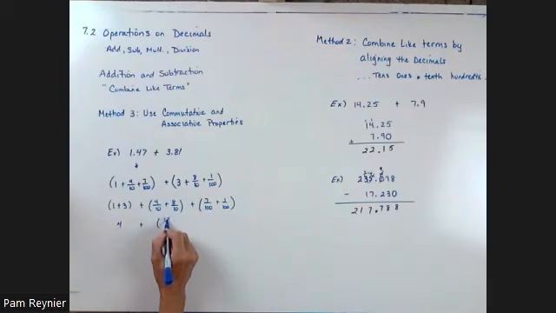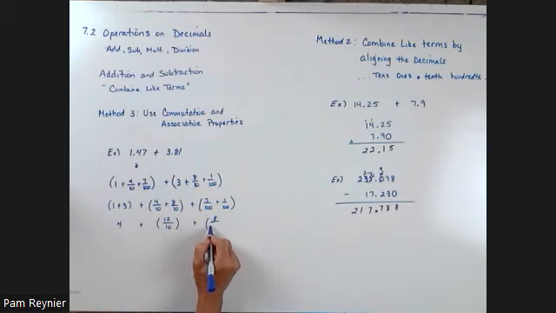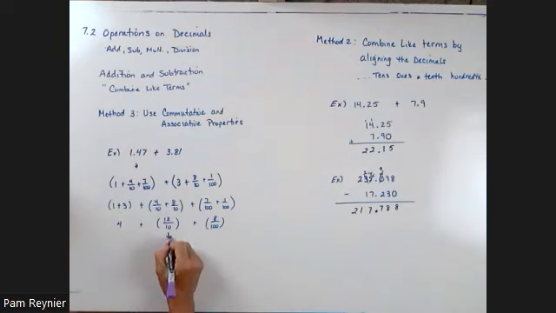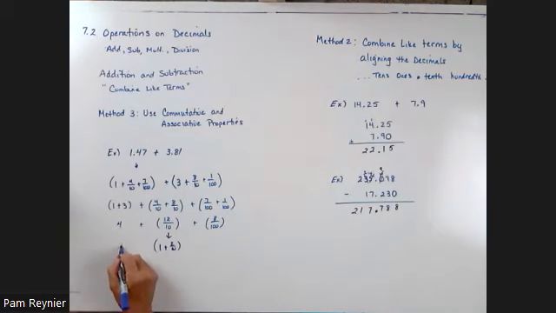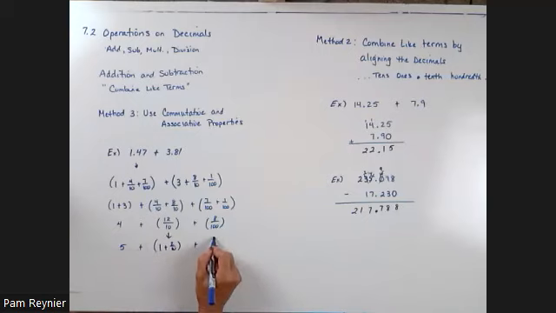Now I can combine like terms because the denominators are the same. It gives me 12/10 and 8/100. And then you might notice, well, 12/10 is improper. So this is the same as saying 1 and 2/10. So now let's combine the whole numbers together. So I have a 5 and a 1 gives me a 6. Now I have 2/10 and 8/100.